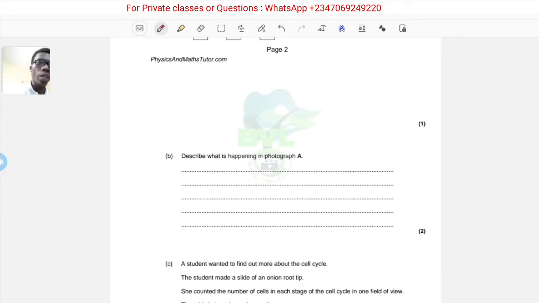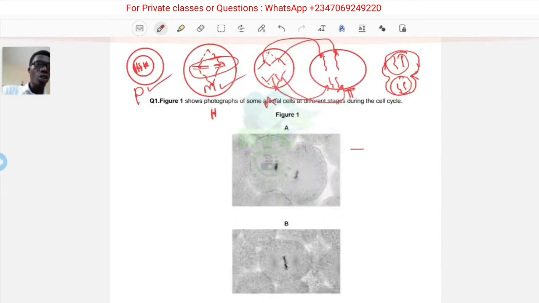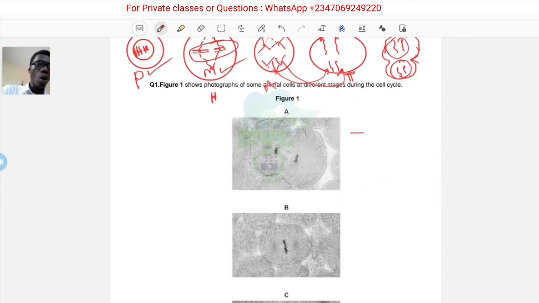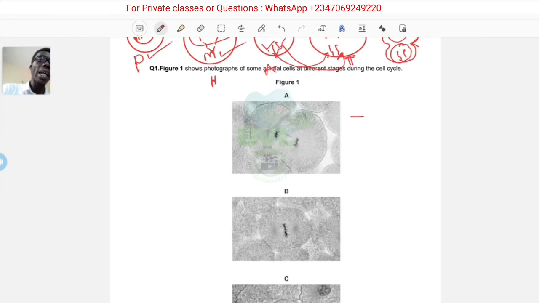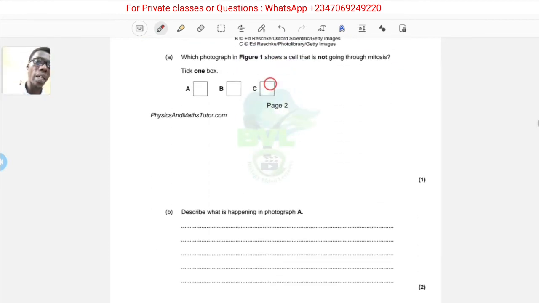All right, so moving on. It says here, describe what is happening in photograph A. This is A. We already agreed that A is telophase. So anything you know about telophase, you can write here. Now, how many marks? 2 marks. Okay.